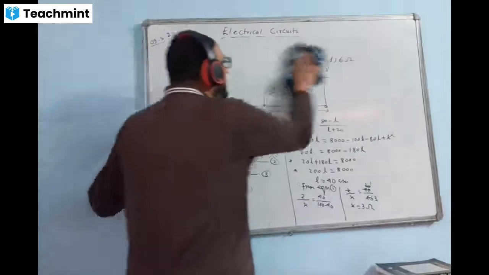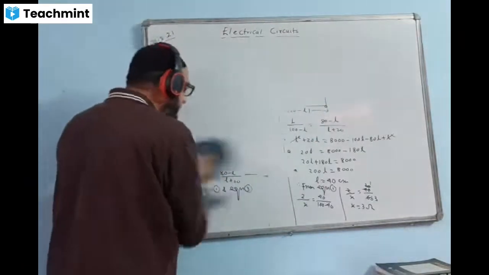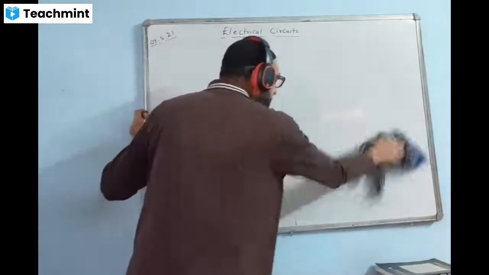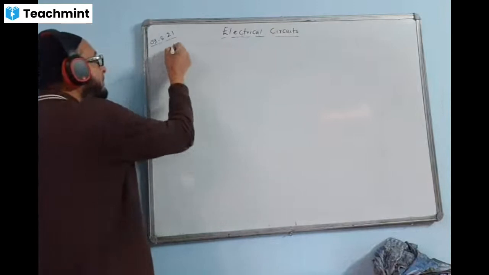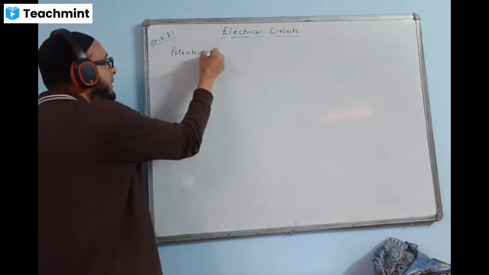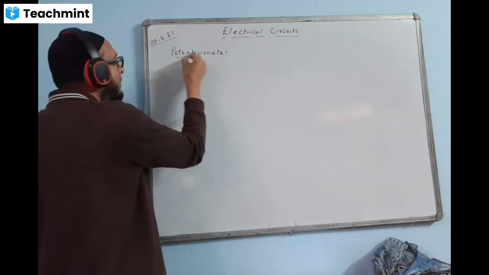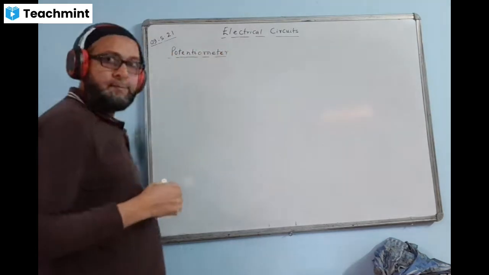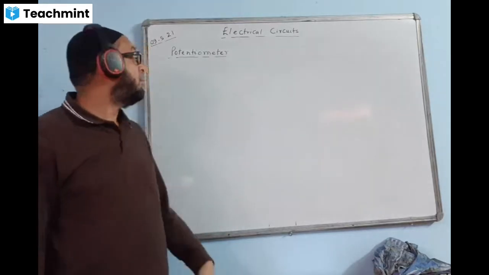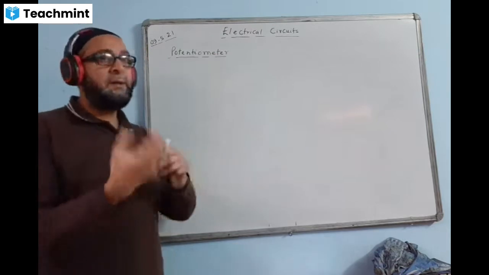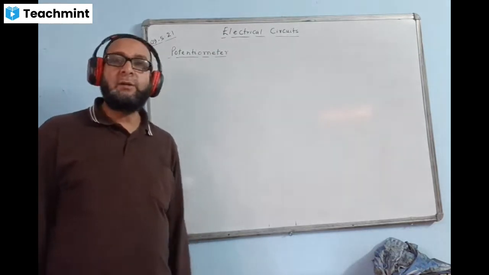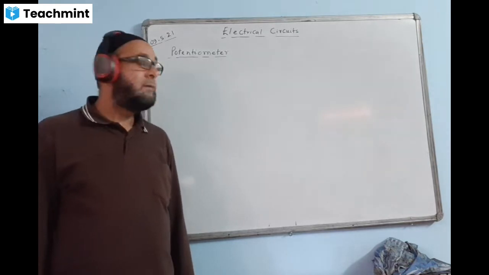Meter bridge is done. Now the last topic of electrical circuit is potentiometer. Please give the heading potentiometer. Potentiometer is the word from meter, meaning measurement of potential. Potential is voltage. Okay. Write down.